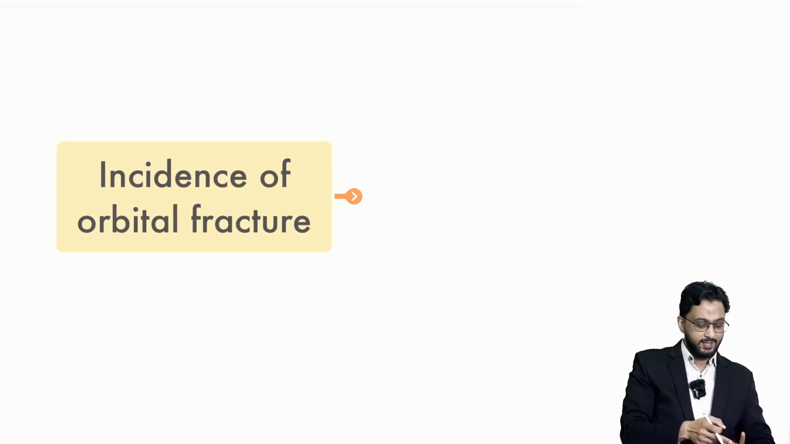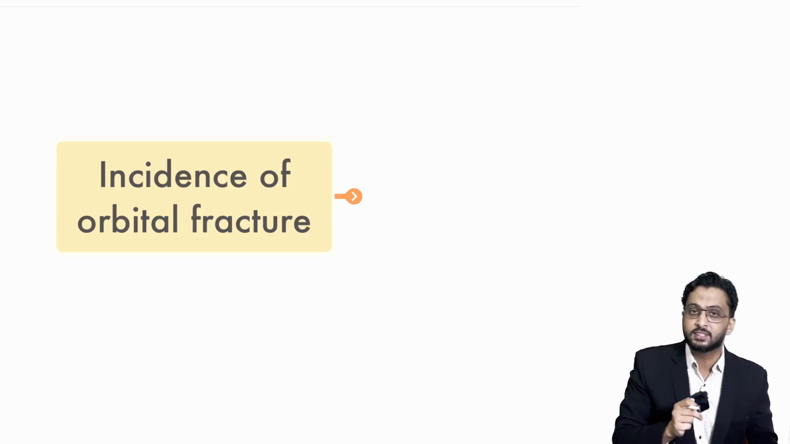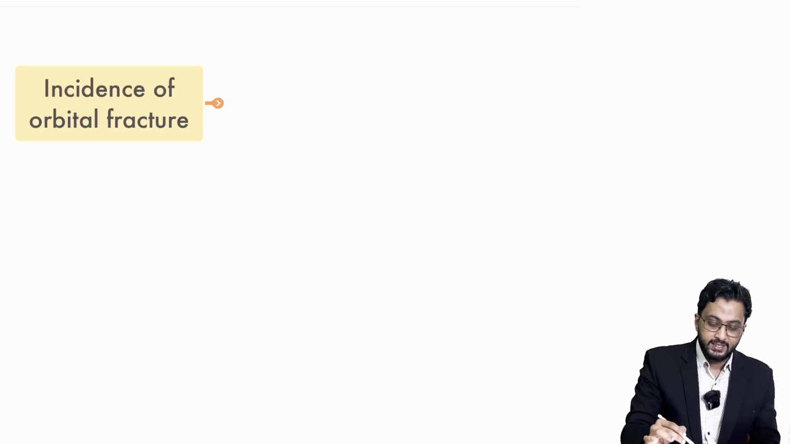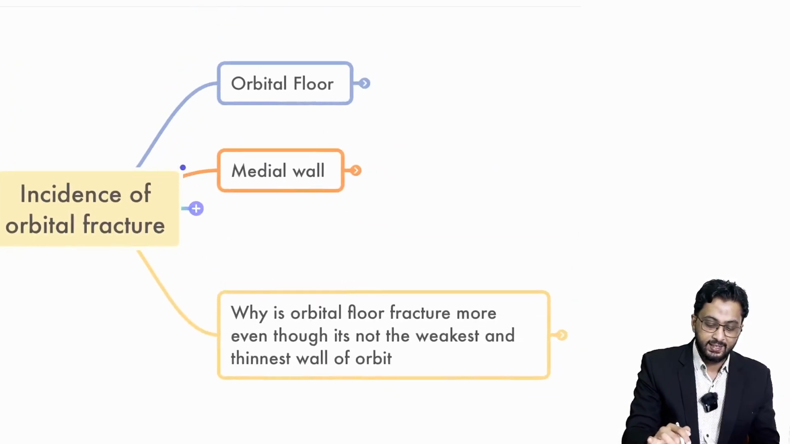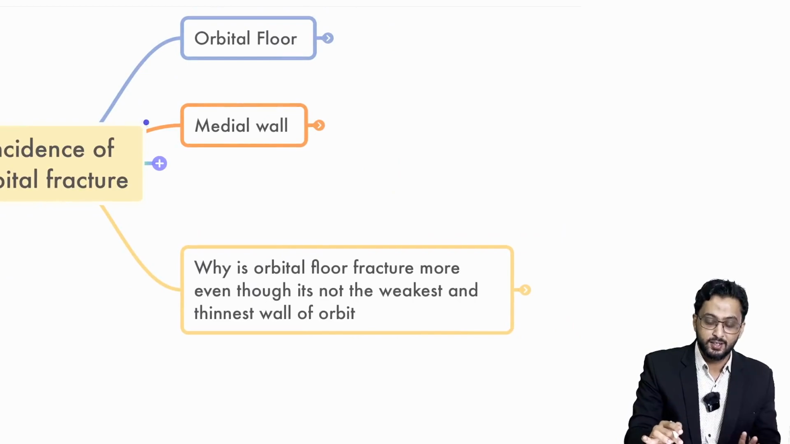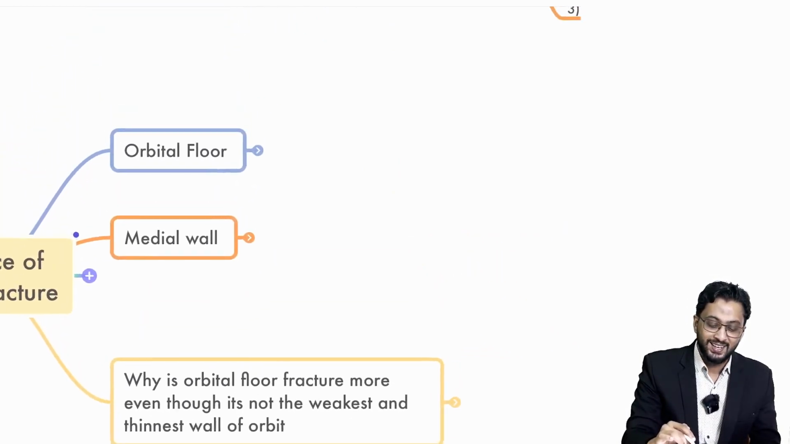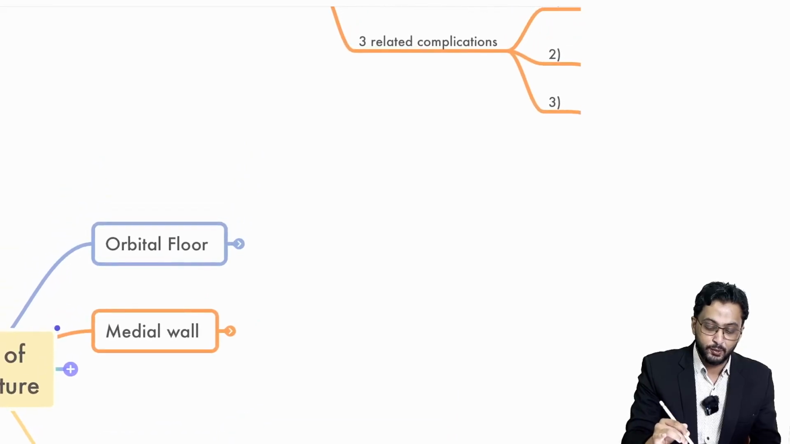Always the doubts there. Weakest wall, most prone wall to fracture. So let's discuss, let's come to that. The incidence of fracture says that we have two very confusing areas. Is the orbital floor more common or the medial wall more common? That is important to understand here.